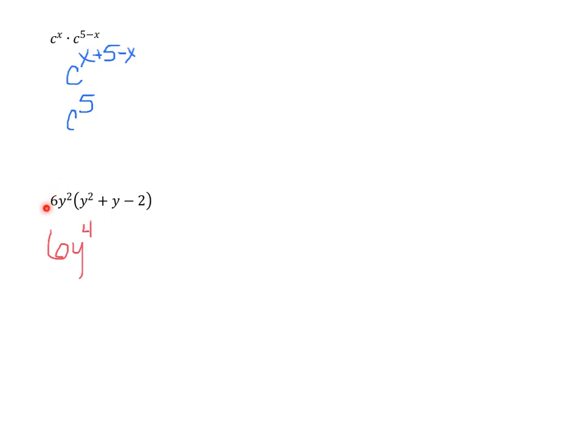Then I distribute 6y squared times y. They have the same base. The exponent on y is 1. So 6y squared times y becomes 6y cubed. And then finally, 6y squared times negative 2. 6 times negative 2 is negative 12. And y squared stays the way that it is.